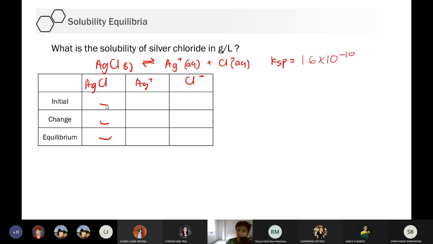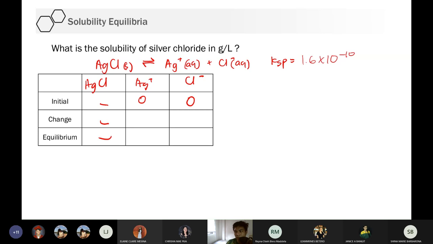So, wala kang ilalagay diyan because it will not affect the equilibrium. So it will not affect the equilibrium system. Ang magkakaroon ng effect ay itong ions natin. So do we have any initial amounts for silver or chloride? Wala naman sinabi. So that's zero.